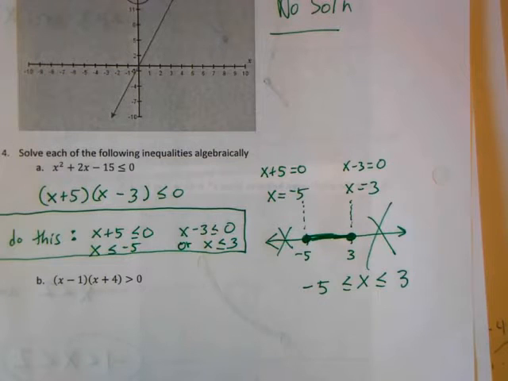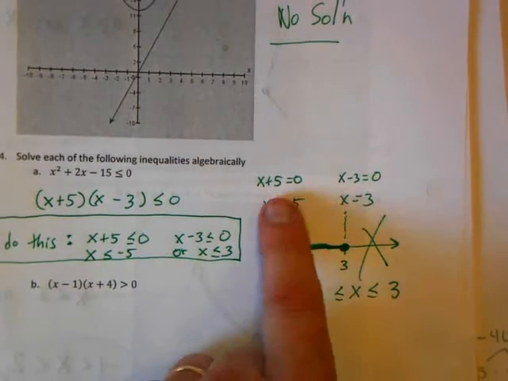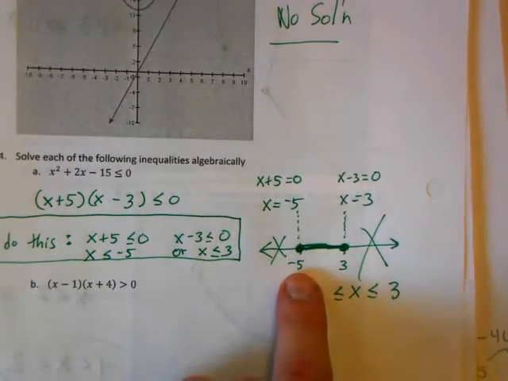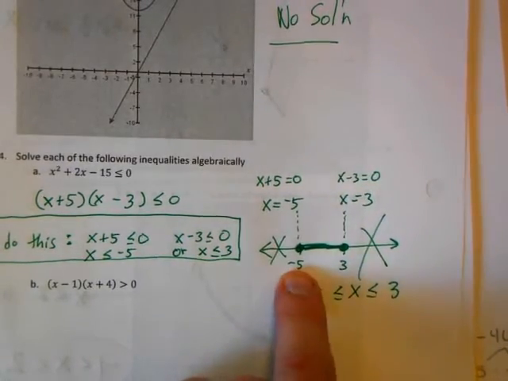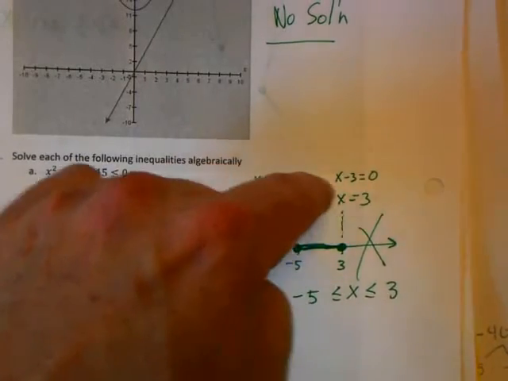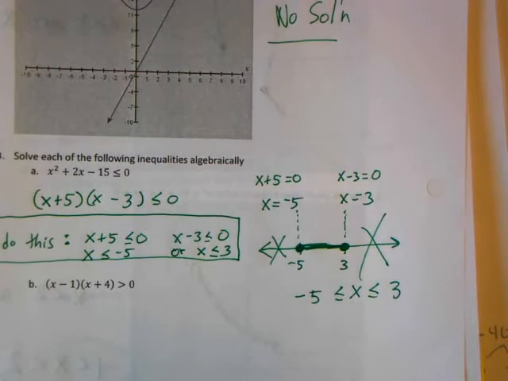All right, so that's how those are going to work. You're going to treat them like equations at first, and you're just going to solve. Solving will give you what we call these split points. Then you're going to pick numbers in each region and see if they work or not.